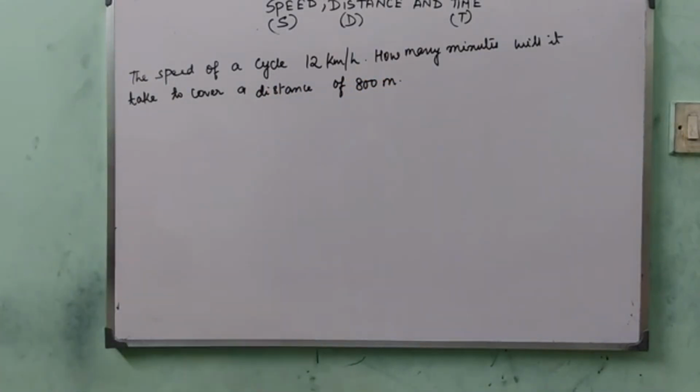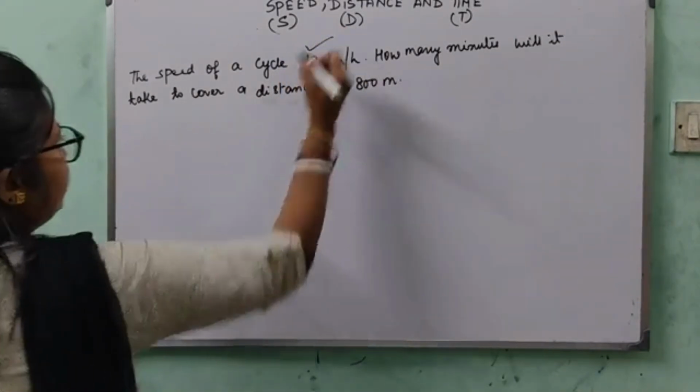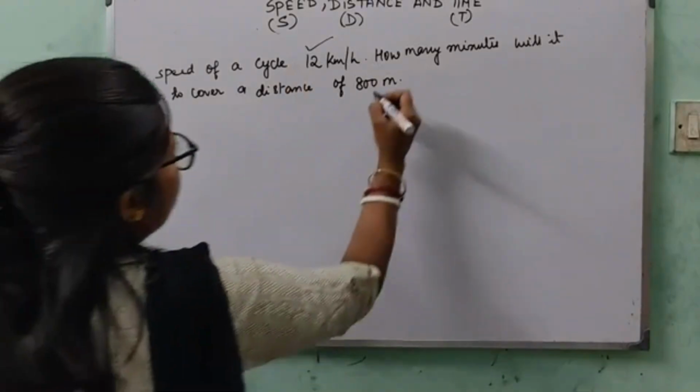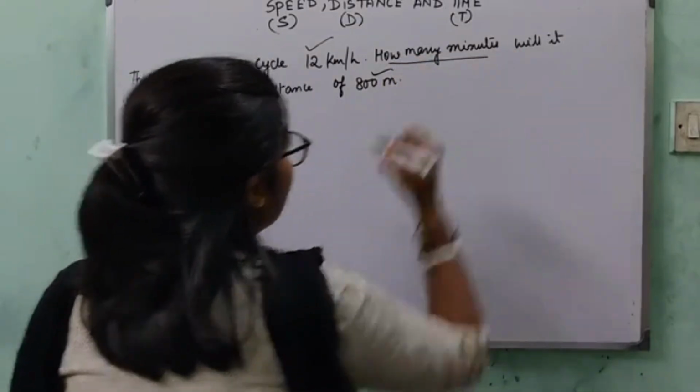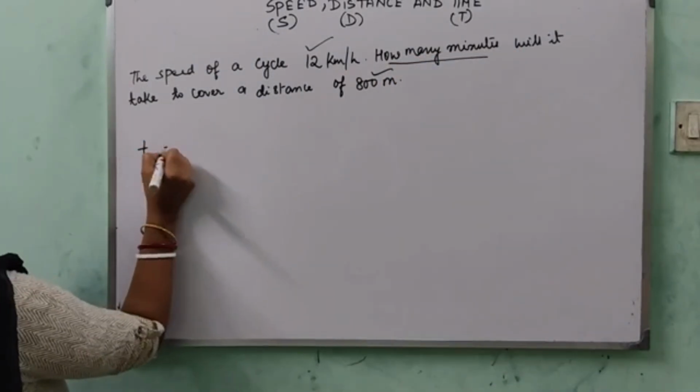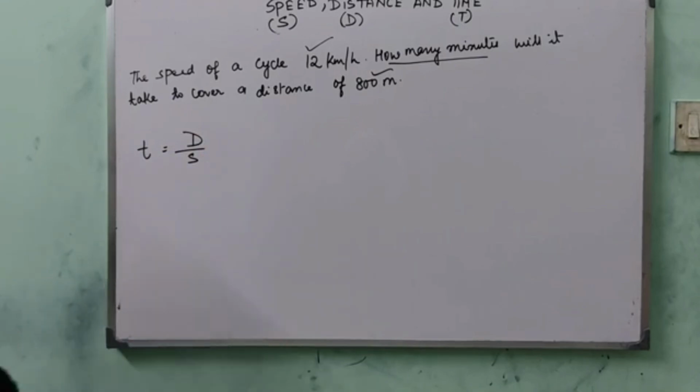800 meters? So I can see over here that the speed is given to us, distance is given to us. I have to find the time, because how many minutes? So we know that time is equal to distance by speed.